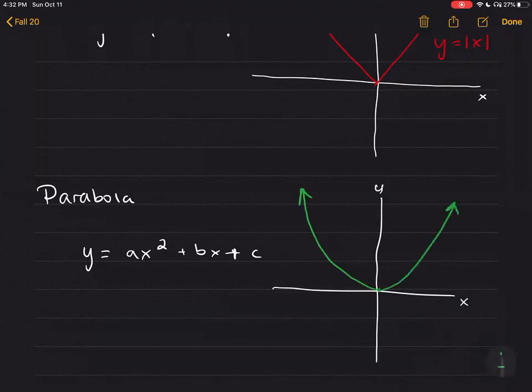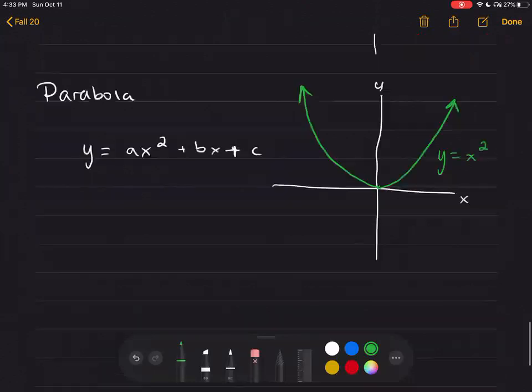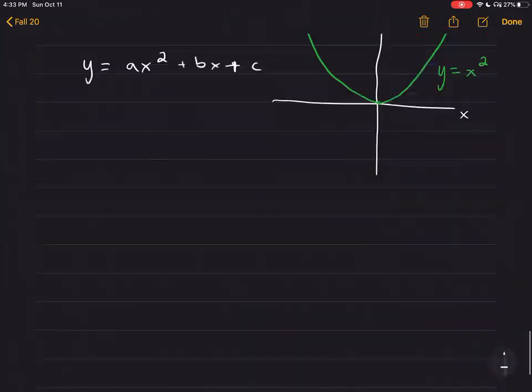Right. And again, this U can be pointing down as well. So this would be just y equals x squared. Cool. Oh, and sorry, there is one more.